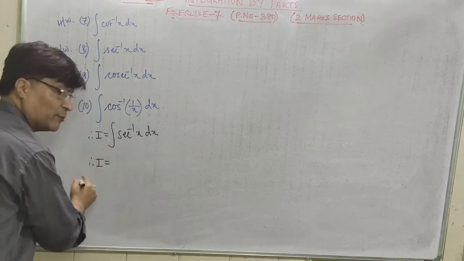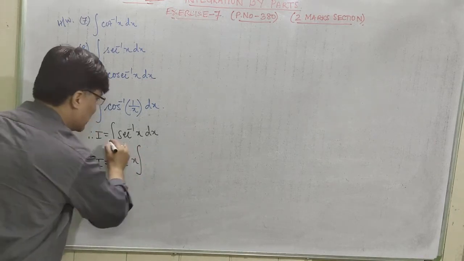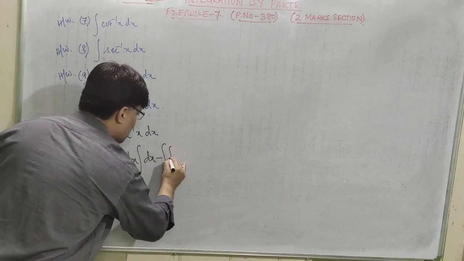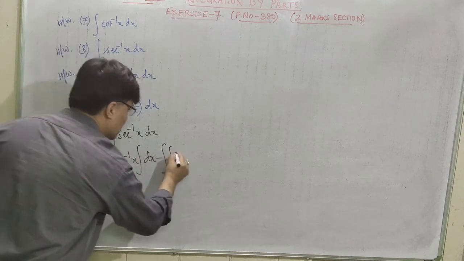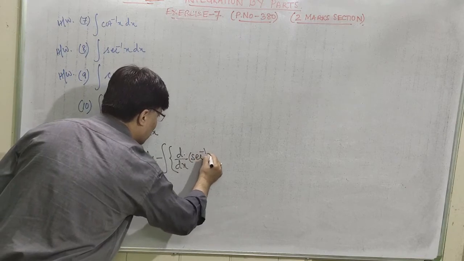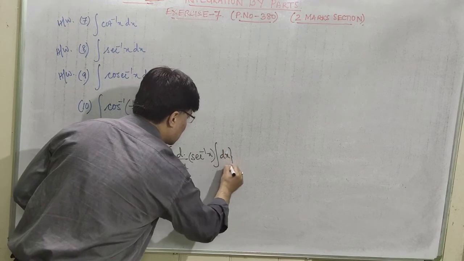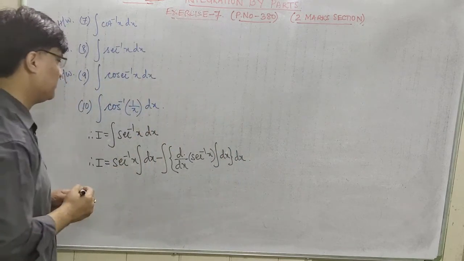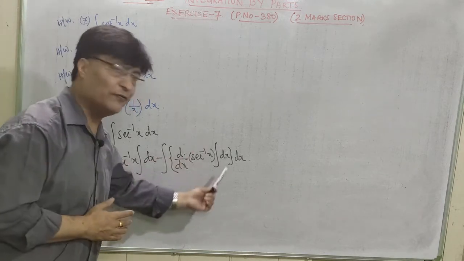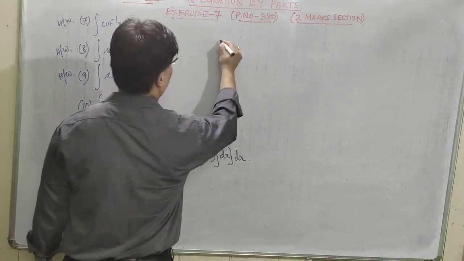I is equal to, this is the first function, it is taken outside, that is the value for u, sec inverse x, integral sign, then what do we write? dx minus integral sign, second bracket, take the differentiation of the first function with respect to x. That is d by dx of sec inverse x, right? Then you have to write integral sign dx, second bracket closed, dx. So I think you have understood it. This is the rule of integration by parts. I think you know it, isn't it? So let us simplify it.